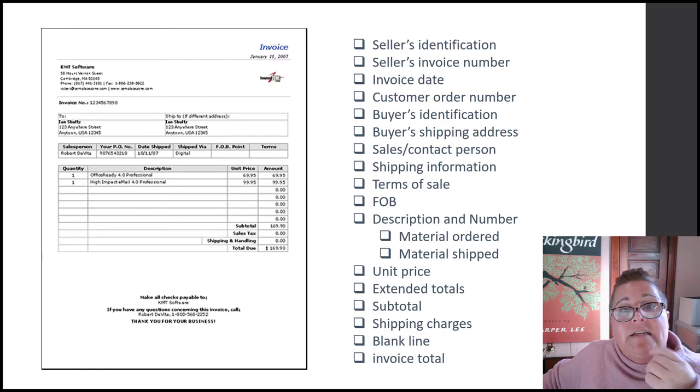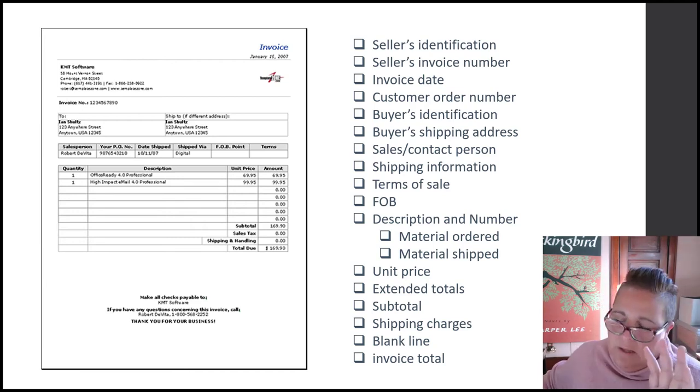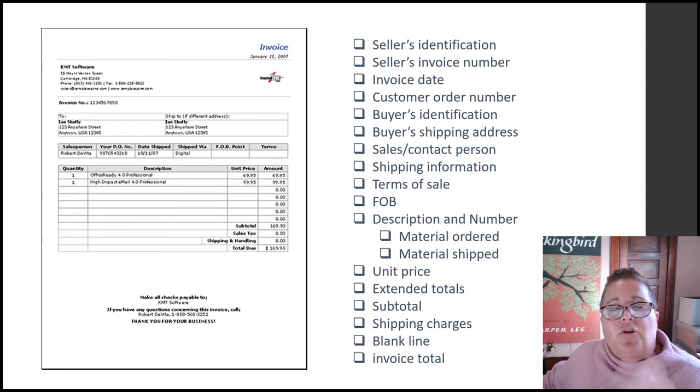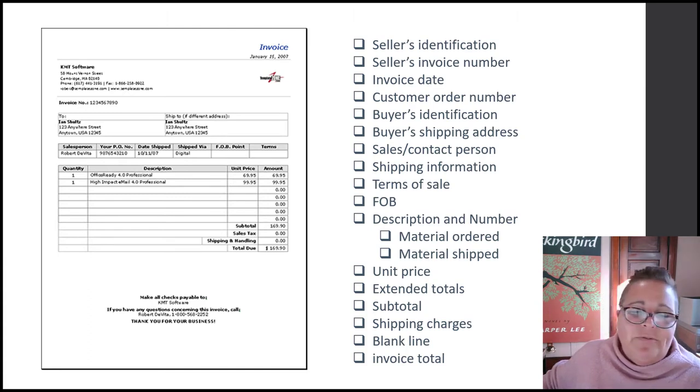Can you find the extended totals, the subtotal, the shipping charges, the blank line? Now, I'll be honest with you, the blank line doesn't always exist these days. The blank line was a courtesy when invoices were bulk printed. These days, we do most of our invoices on a computer, and they're printed one by one. So the blank line isn't necessarily needed.